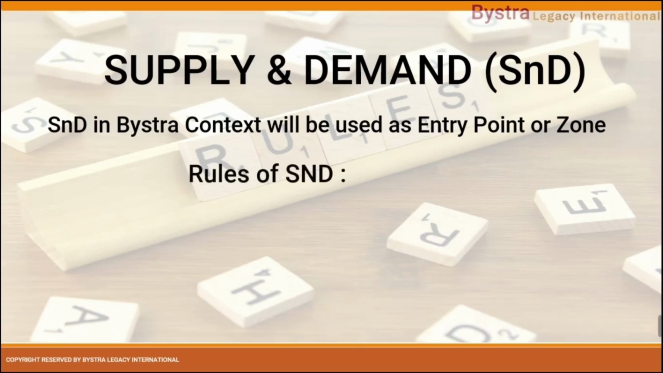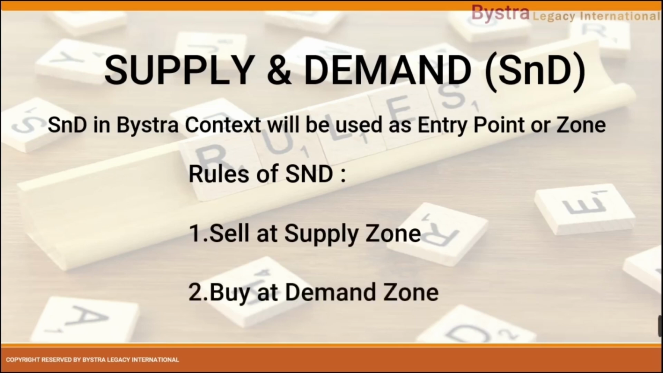The rules of supply and demand are very simple and easy. First, we have to only sell at the supply zone and buy at the demand zone. Now do not go and buy at the supply zone or sell at the demand zone. This is against the nature of supply and demand. So remember this, guys, very important.